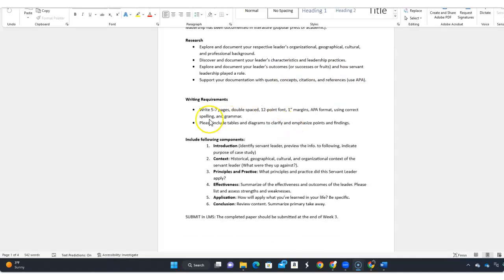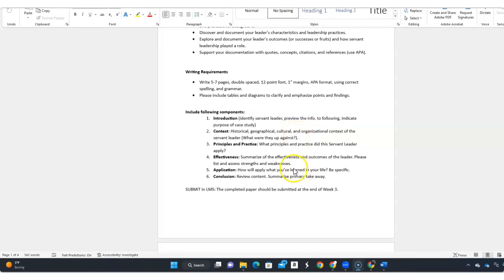So let's talk about the paper, 5 to 7 pages, double-spaced, 12-point font, 1-inch margins, APA format, and of course we will use correct spelling and grammar. Other requirements, please be sure to include a table, a graph, a diagram, some visual to help clarify your research and emphasize those key points that you discovered. I will give you a visual example of that in a moment.